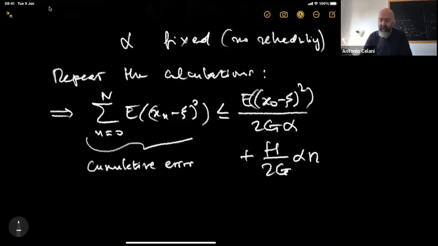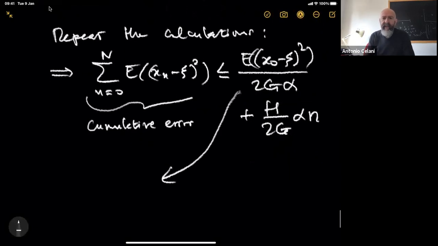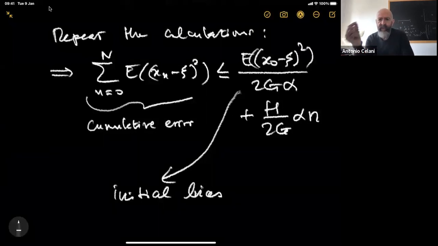Okay, so this first object here is related to the initial guess. So this is bounded, if you wish, by the width of the interval, the size of the interval squared, divided by the gradient and alpha. Okay. So this is the term which is sensitive to the initial bias. So the closer your guess is to the actual zero, the smaller this term will be.